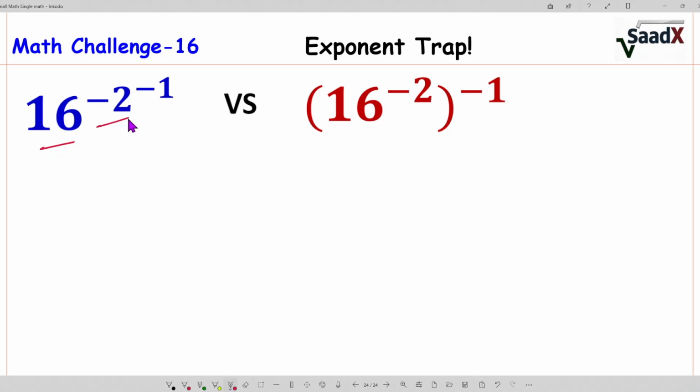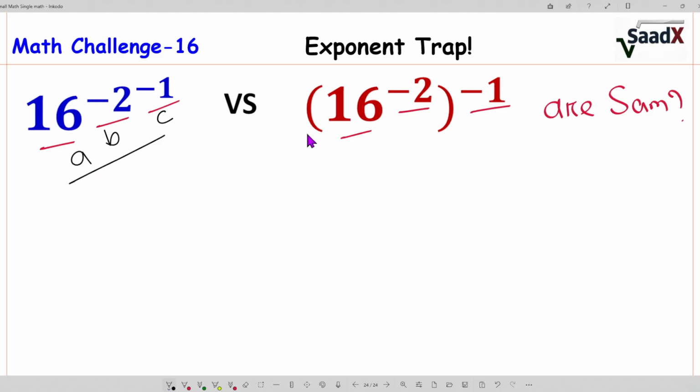16 to the power minus 2 to the power minus 1, and inside bracket 16 to the power minus 2 whole to the power minus 1 are the same. What do you think? Let's find out. Please note that students are making a common mistake: a to the power b to the power c, and a to the power b to the power minus c are not the same.